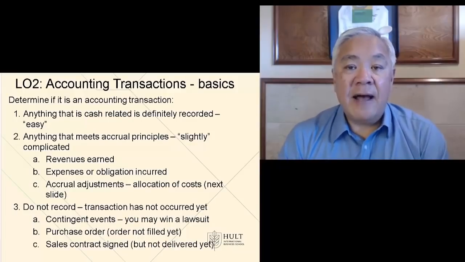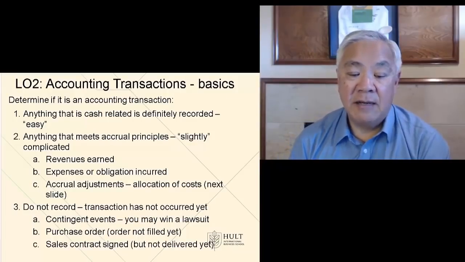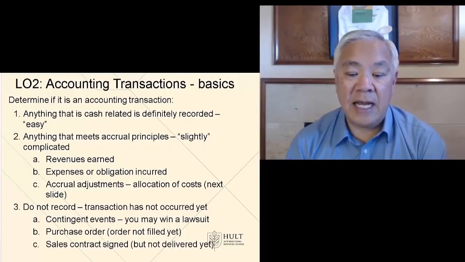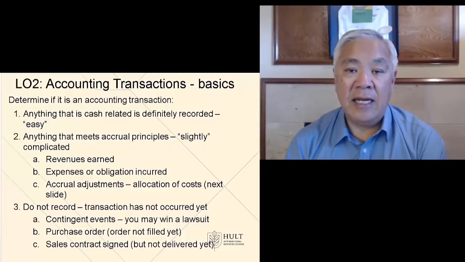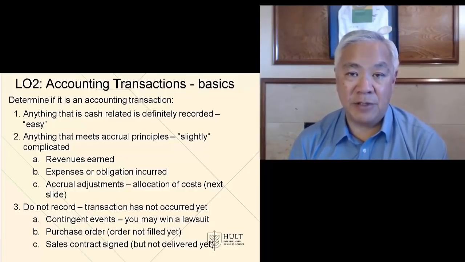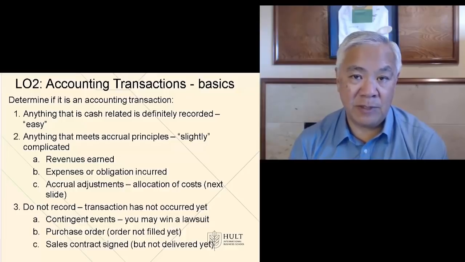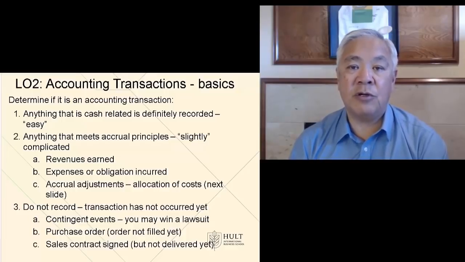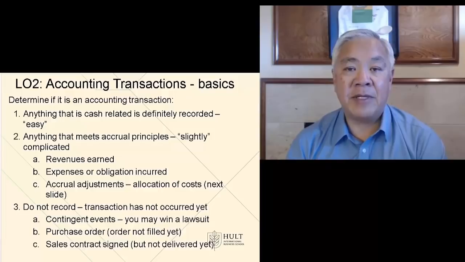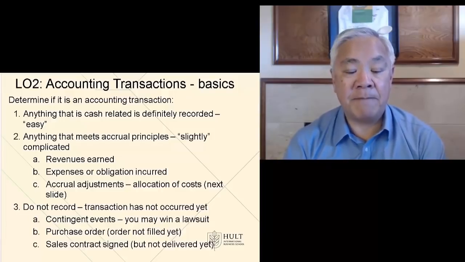All right, so the basics of accounting transactions. First, you have to determine, is it an accounting transaction? And anything that needs to be recorded should be recorded, but not everything is. So first, anything having to do with cash is absolutely something that needs to be recorded because we need to keep very precise control on all the things that happen to cash, both inbound and outbound.